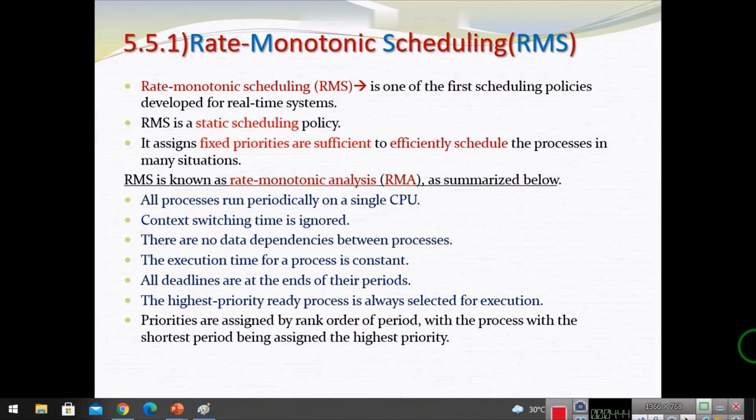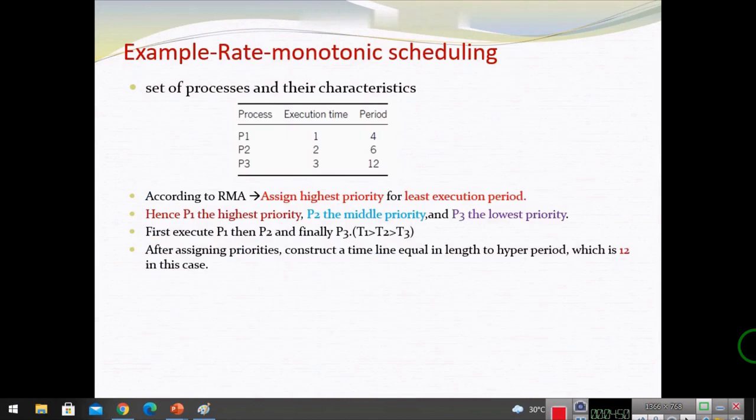So for further analysis regarding RMA, let me take an example. We can have three processes named P1, P2, P3, and their respective execution times will be 1, 2, 3, and their execution periods we can have 4, 6, 12.